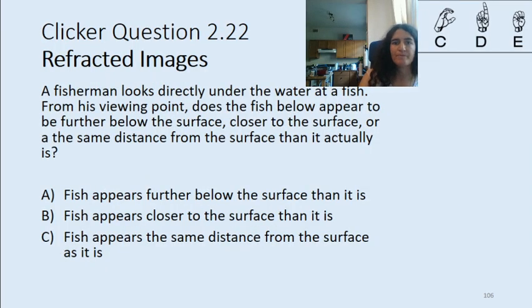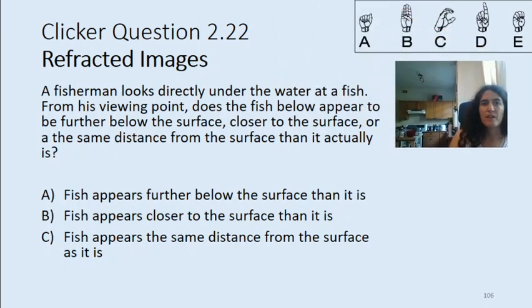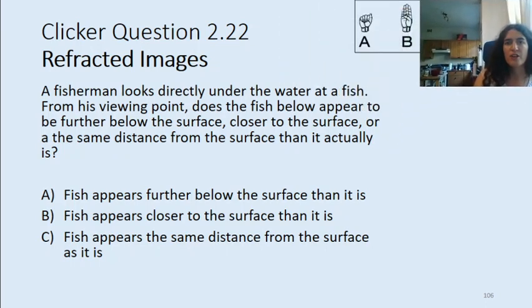Cool. Okay. Here's another question. It says, a fisherman looks directly underwater at a fish. From his viewpoint, does the fish below appear to be further below the surface, closer to the surface, or at the same distance from the surface than it actually is? So maybe you want to draw a picture and figure out what this should look like, or maybe you can imagine it happening in real life.